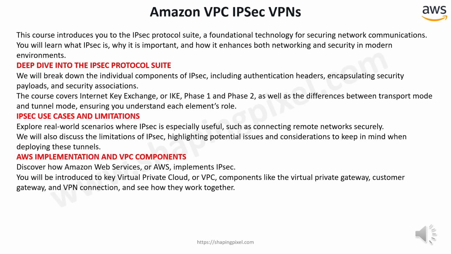Each VPN connection creates two redundant IPsec tunnels for high availability, automatically routing traffic if one tunnel goes down. IPsec uses two main protocols: Authentication Header, or AH, for authentication and integrity, and Encapsulating Security Payload, or ESP, for encryption and authentication. Encryption algorithms like AES and hashing algorithms like SHA provide robust security for your data in transit.